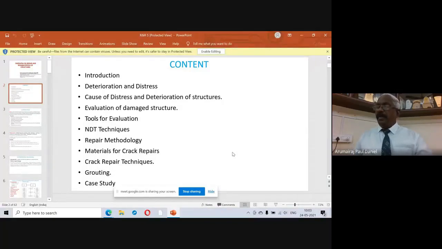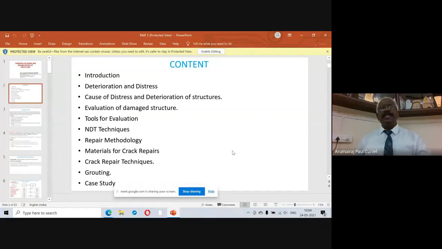The topic is an overview on the structural assessment and rehabilitation of structures. I just split it into two. I will quickly rush through that. Then at the end of it, I have got some case studies. I can spend some good time on that so that we'll have an exposure of what we have done in the field. So: introduction, deterioration and distress, and causes of distress and deterioration.